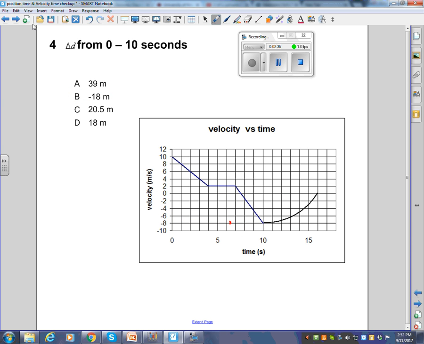I've tried. Delta D from 0 to 10. So we are talking about that there, which we know is 24. Then we're talking about this rectangle here. And then we're talking about that little guy. And then here's where everybody always makes the mistake. And we're talking about that guy there. And remember, that guy there is negative because it's below, right? So 24, this rectangle here is 1, 2, 3 by 2 is going to be 6.